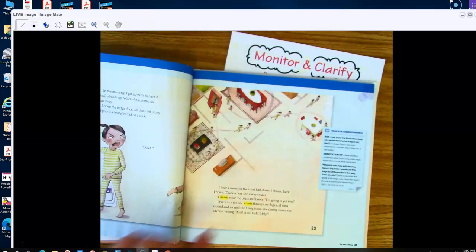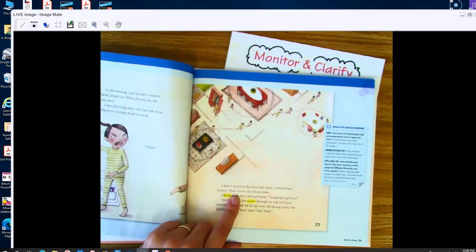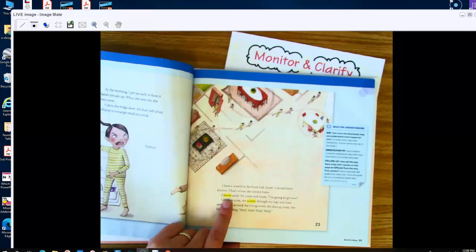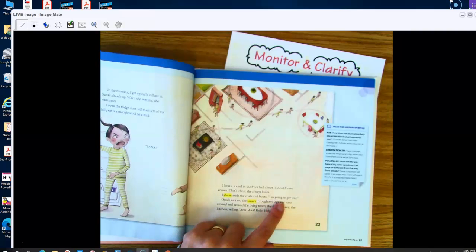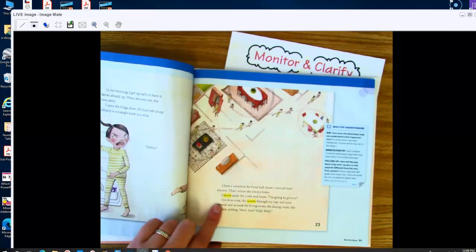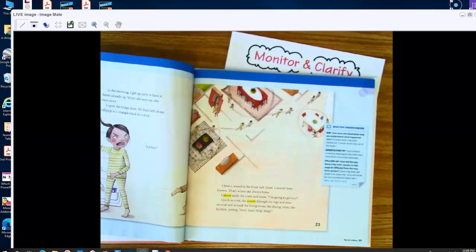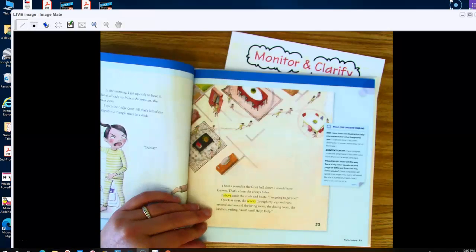I hear a sound in the front hall closet. I should have known. That's where she always hides. I shove aside the coats and boots. I'm going to get you. Quick as a rat, she scoots through my legs and runs around and around the living room, the dining room, the kitchen, yelling, Ami, Ami, help, help!